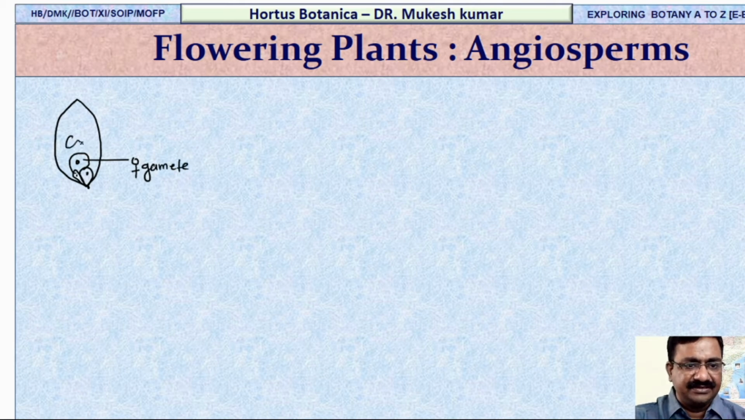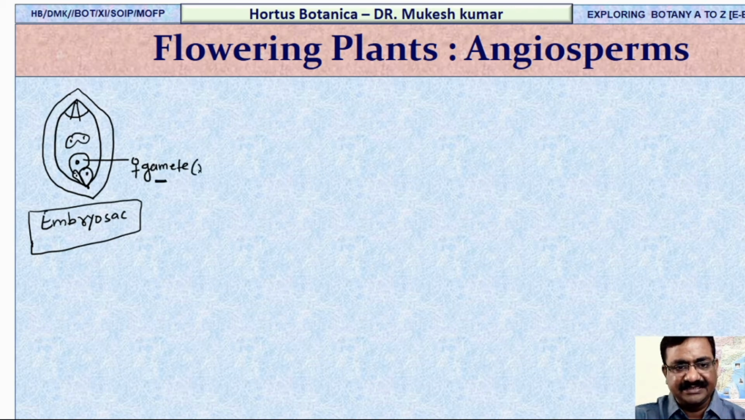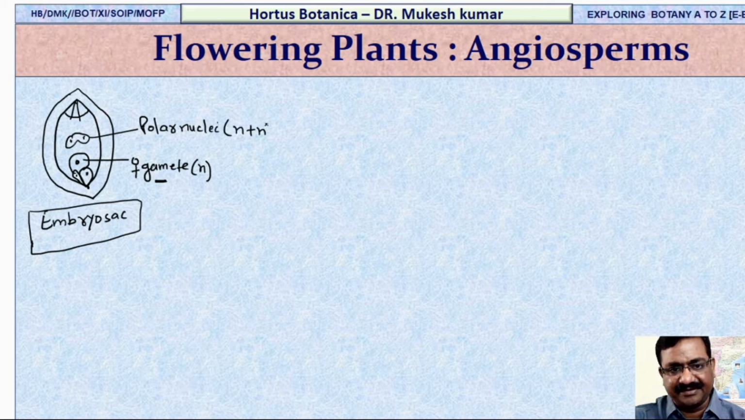Fine. These are the polar nuclei and these are antipodal cells. So this I have drawn is the embryo sac. In this embryo sac, the very important structure we have is the female gamete. Yes, it is haploid, and this is the polar nuclei, and this polar nuclei is N plus N, right?